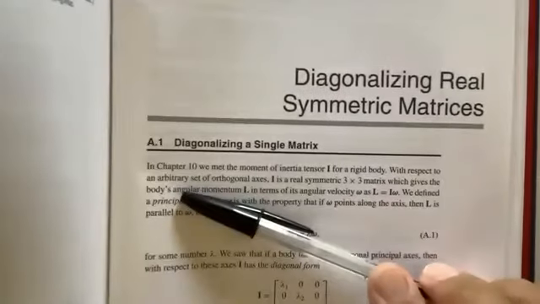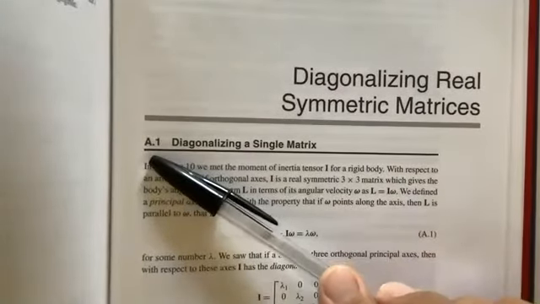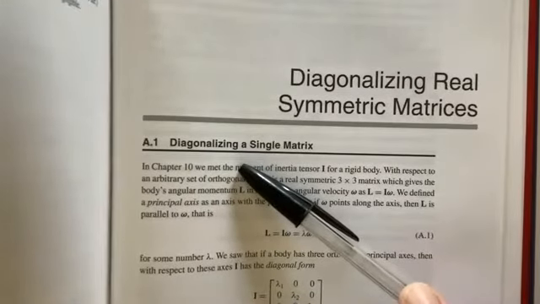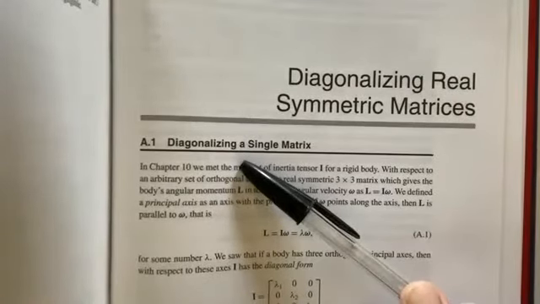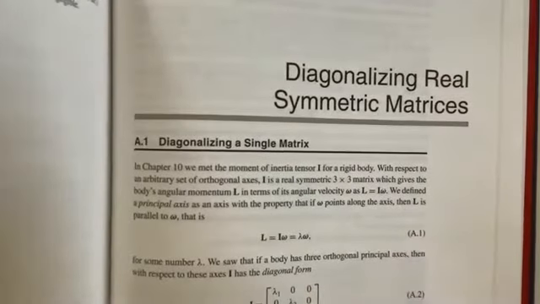Okay, so here's our textbook. This appendix is A1, diagonalizing a single matrix. We're very familiar with this because we've been studying chapter 10. We have the inertia tensor, it's a symmetric matrix, and it can be diagonalized by a rotation. We've been doing quite a bit of that, finding the principal axes.